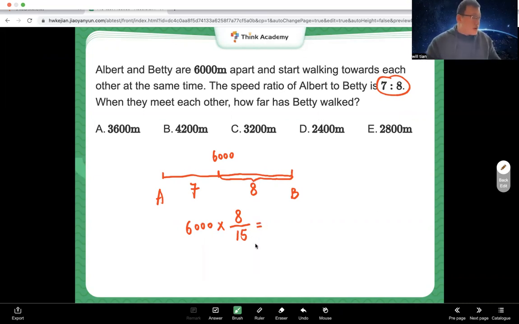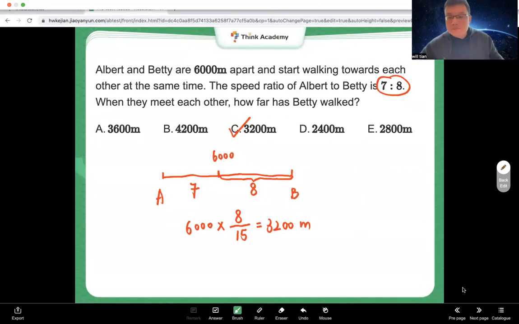Okay, guys, anyone got the answer? We know that 60 divided by 15 equals 4, so that'll be 400 times by 8. 4 times by 8 is 32, right? So followed by 2 zeros. That means the final answer will be C.